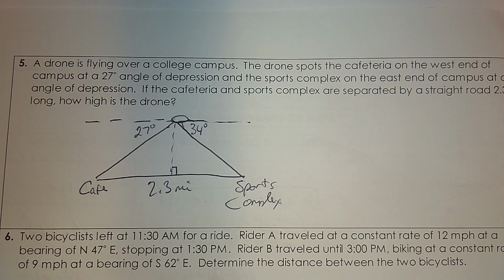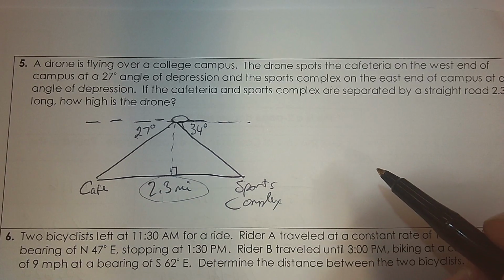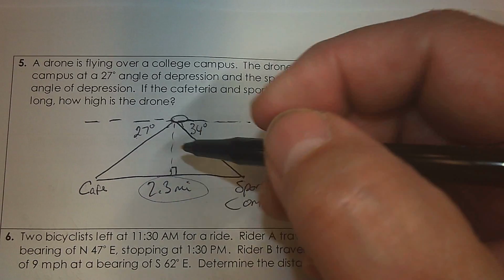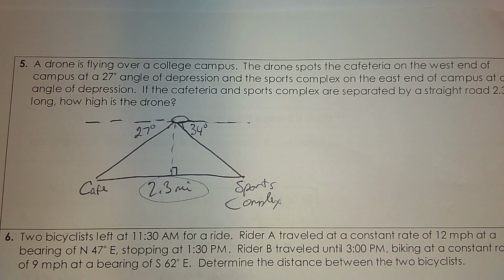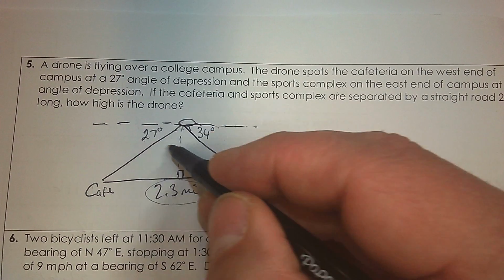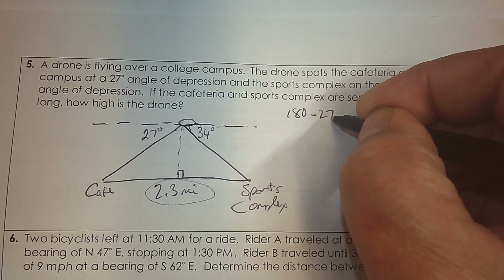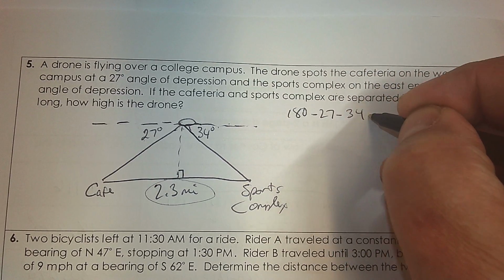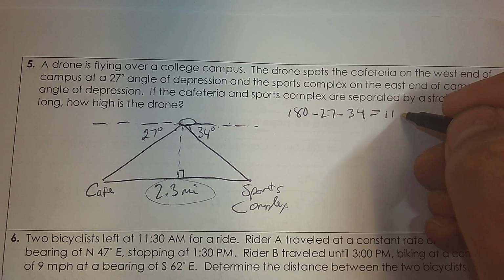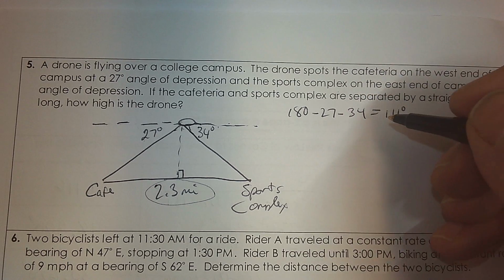So how are we going to do that? So the only thing I know is 2.3. So if you think through, what's the angle opposite of that? Notice that the angles of depression and what's inside the triangle, all of them together make 180. They make one line. So if I go 180, take away 27, take away 34, what's left is the angle inside that triangle. So 180, take away 27, take away 34, and you get 119.